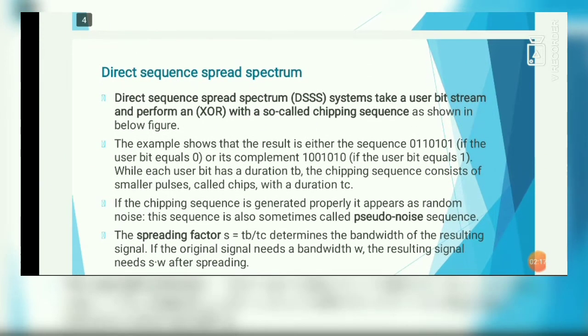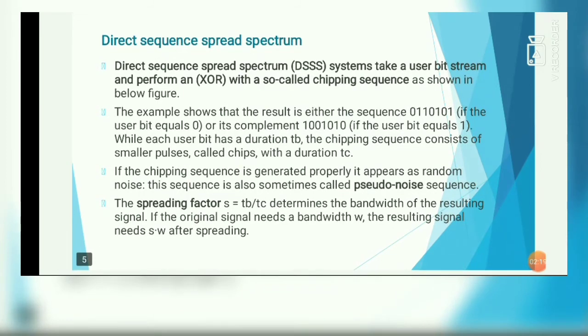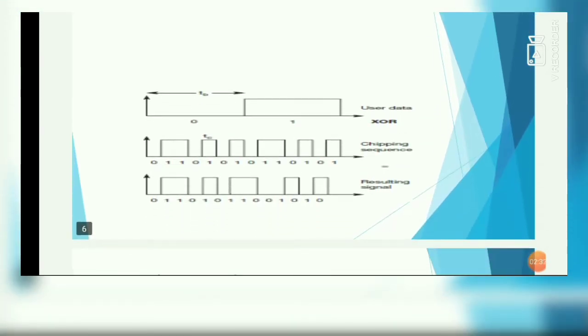That is direct sequence spread spectrum. It is shortly called DSSS. This DSSS system takes a user bit stream and performs an XOR operation with a so-called chipping sequence, as shown in the figure below. This is the user data given here, and it is XORed with the chipping sequence given here, and the resulting signal is given here.